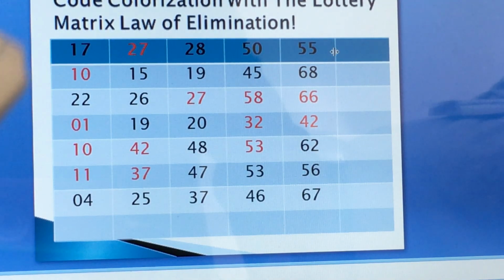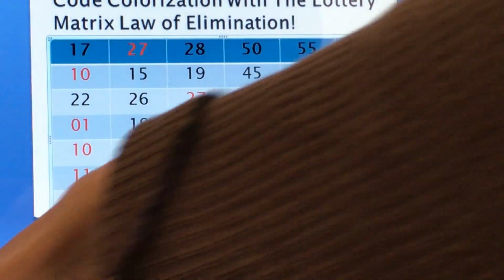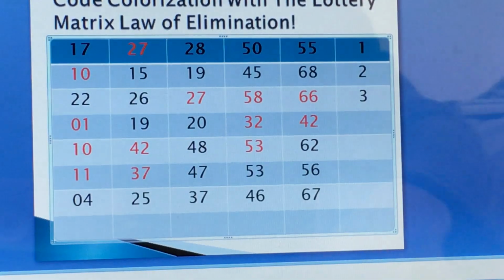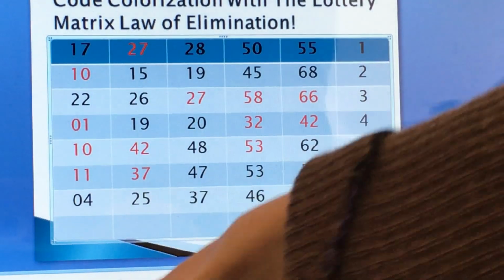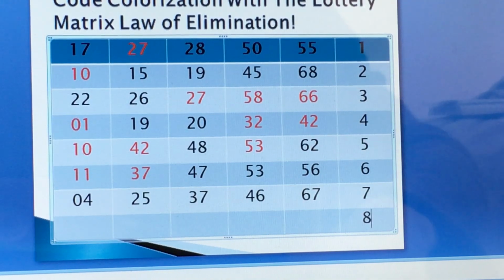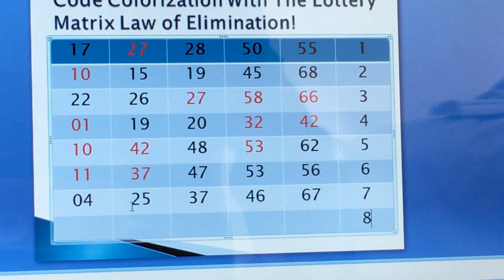And let's not confuse anybody. Let's do draw number 1, draw number 2, draw number 3, draw number 4, draw number 5, draw number 6, draw number 7, and so on. I have up to 8 for now. So as you can see, 25 is a red number, along with 37, 46, and 67. So again, you have one red number.